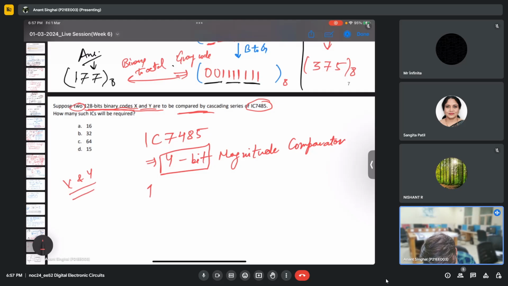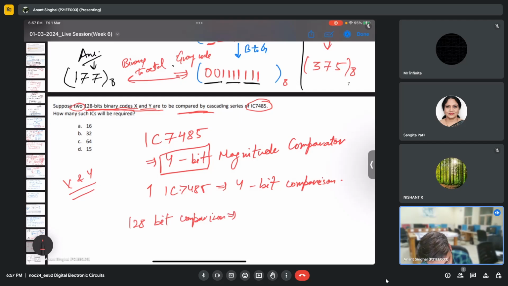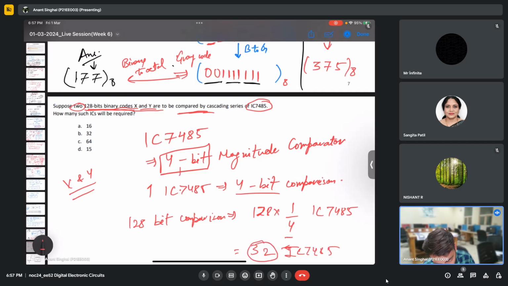You know that one IC 7485 can do a 4-bit comparison. So for 128-bit comparison, you need 128 times 1 by 4, because a single IC can do a 4-bit comparison. This is a very easy question. This is 32, I guess. Yeah, 32 ICs of 7485 will be required for 128 bits, because one is only doing a 4-bit comparison. So this is a direct question and the answer will be option B.